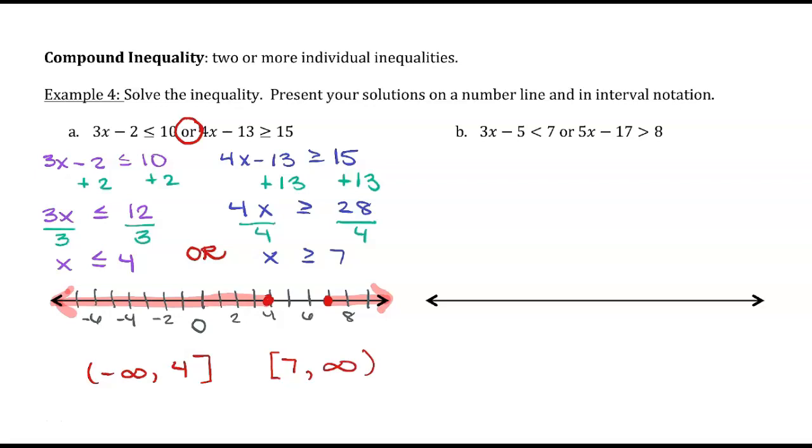The way that we represent OR is with a union symbol between our two intervals. This reads negative infinity to 4, union 7 to infinity. Or x can be less than or equal to 4 or greater than or equal to 7. Let's look at example 5, which is a little bit different.